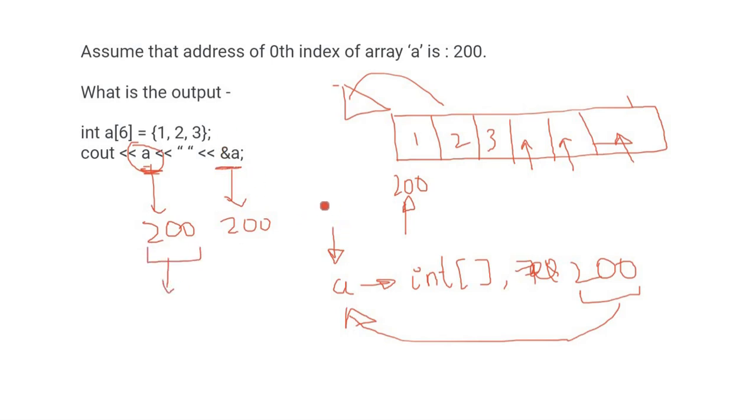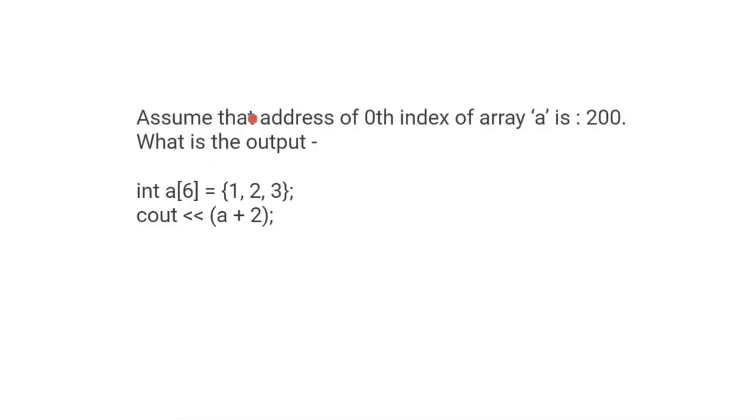And for the ampersand, we know that what happens is compiler looks through the symbol table, it finds whatever is the address and it simply prints that address. I hope it is clear. Now moving on to the next question.